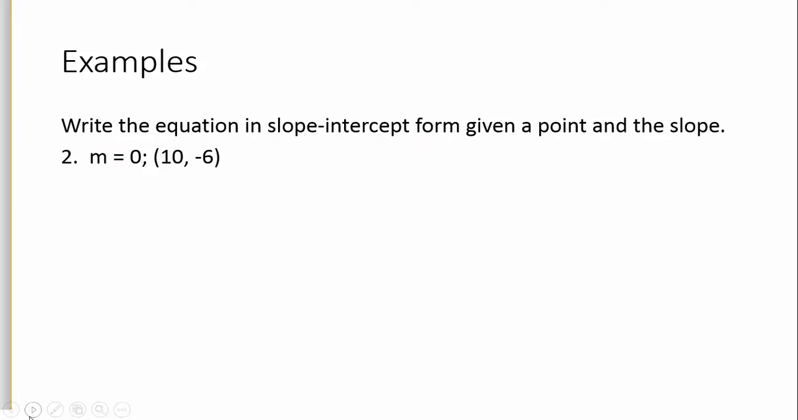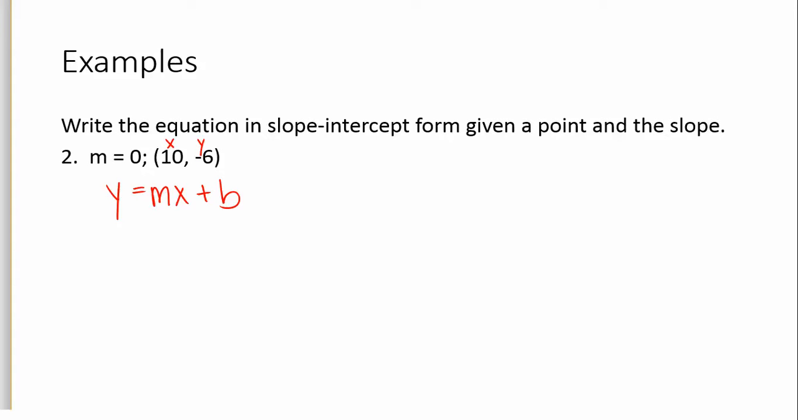Another example, we have a slope of 0 given to us and the ordered pair 10, negative 6. That means that our equation goes through the point 10, negative 6, the line goes through 10, negative 6 and has a slope of 0. So if we write y equals mx plus b, the 10 represents the x coordinate from the ordered pair and the negative 6 represents the y coordinate from the ordered pair.